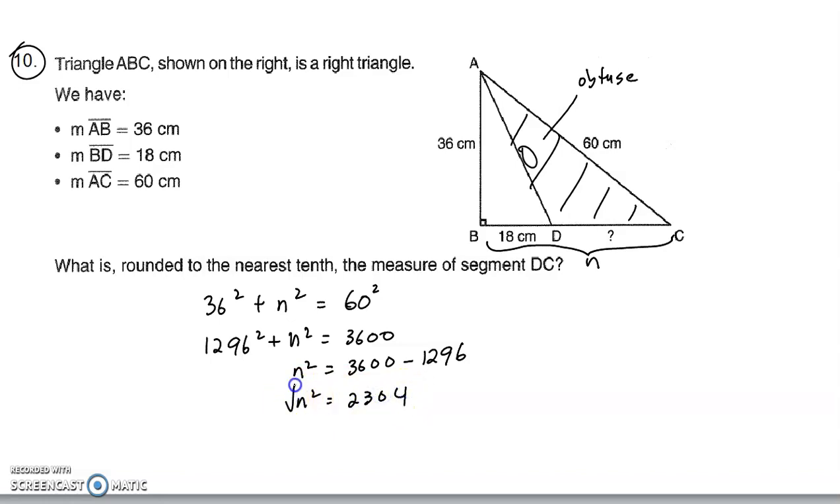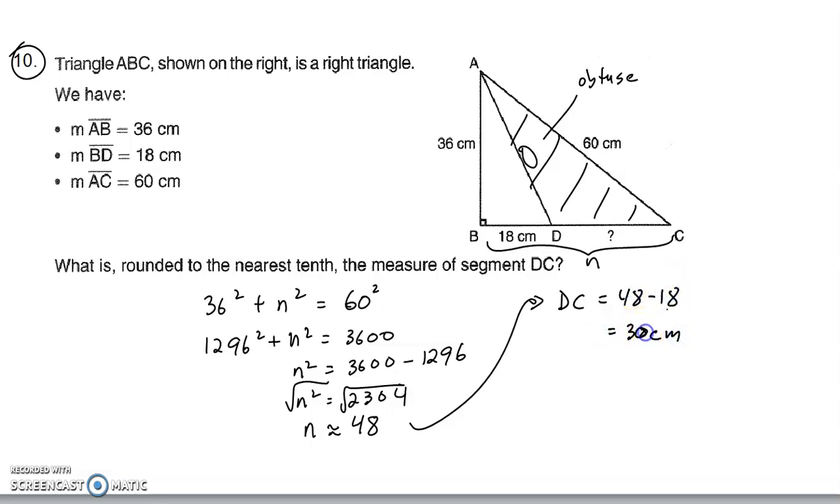And you're going to square root both sides. n is approximately equal to, because this isn't going to work evenly, remember on your calculator, you can go second square root, second answer, if the number's already in the display. And it comes out to a nice value, 48. And so to find the length of DC, you're going to subtract 48 minus 18 equals 30 centimeters. Now, what does it ask you about this? Rounded with a measure of DC. We're done.